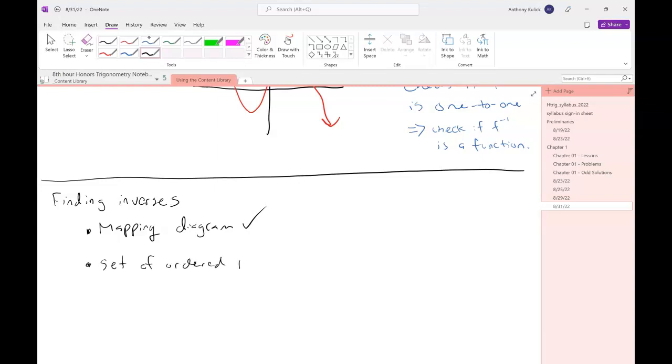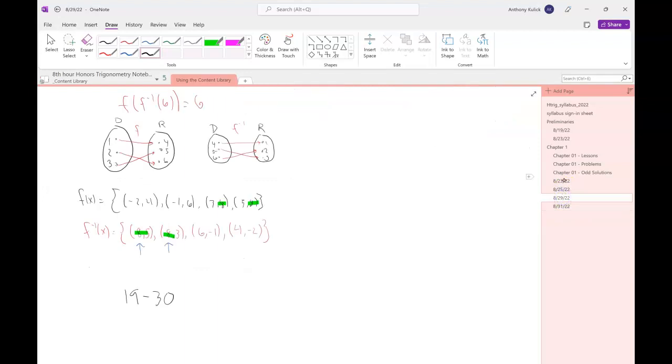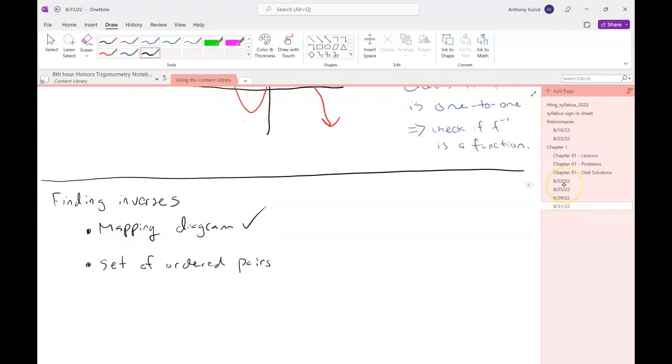If we have a function defined as a set of ordered pairs, I think we did this last time, right? We did an example of this last time. Was that easy? What did we do to get f inverse? Just swap the x and y coordinates, right? The math term for that is called transpose. You transpose the x and y coordinates.